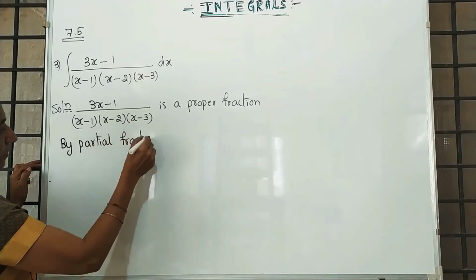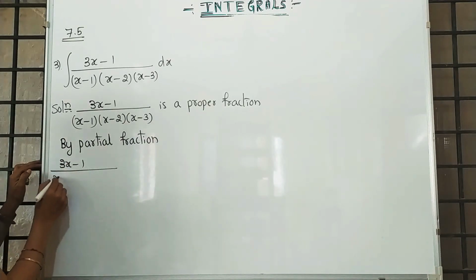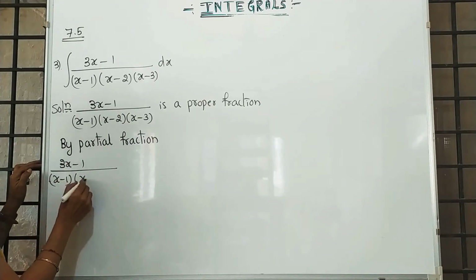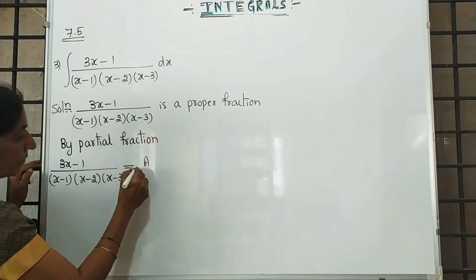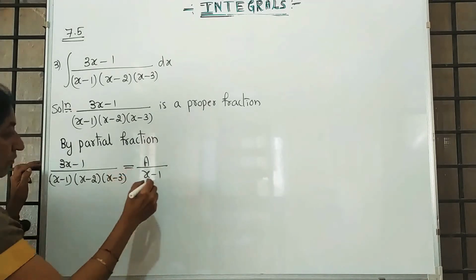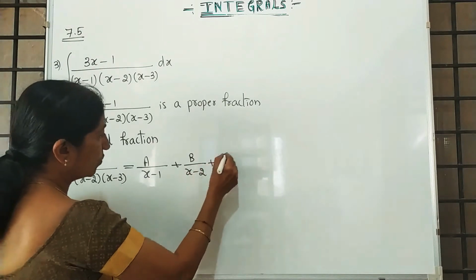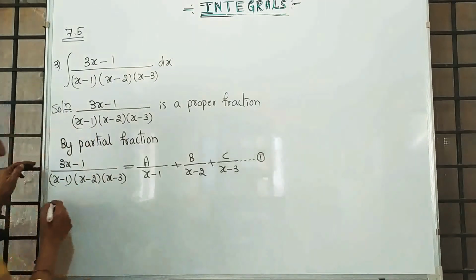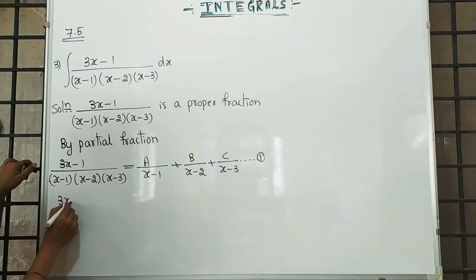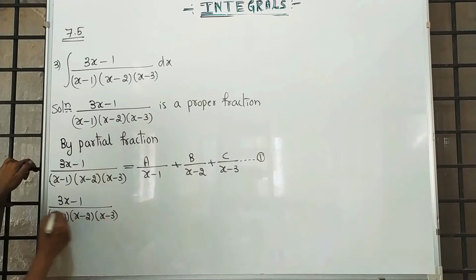By partial fractions, (3x minus 1) divided by (x minus 1)(x minus 2)(x minus 3) will be A upon x minus 1 plus B upon x minus 2 plus C upon x minus 3. This is equation 1. Keep the left side as it is: (3x minus 1) upon (x minus 1)(x minus 2)(x minus 3).